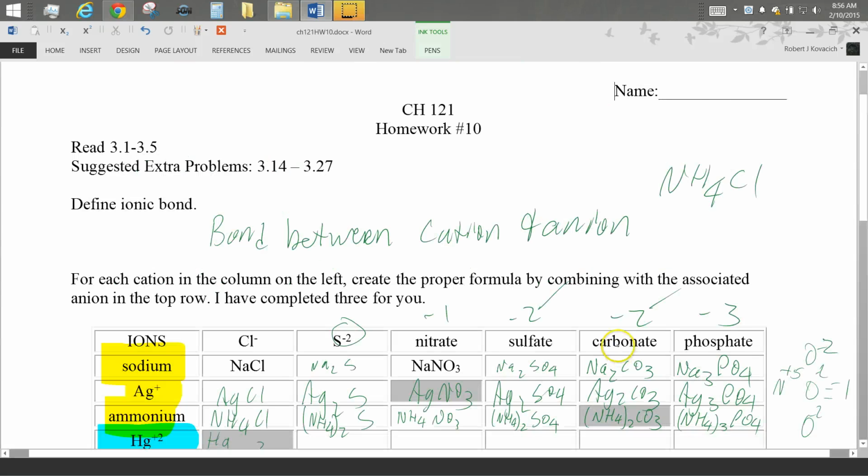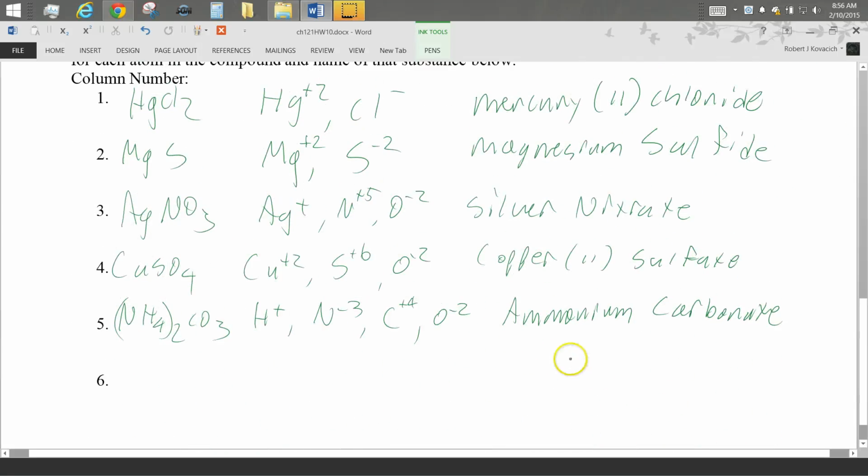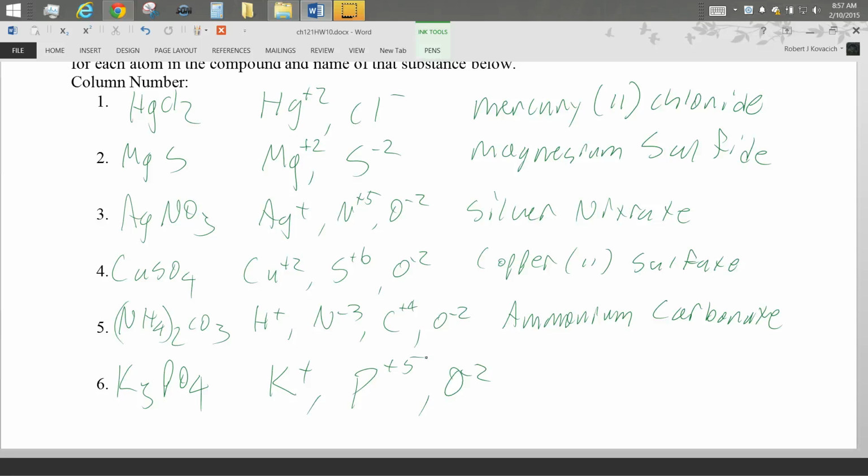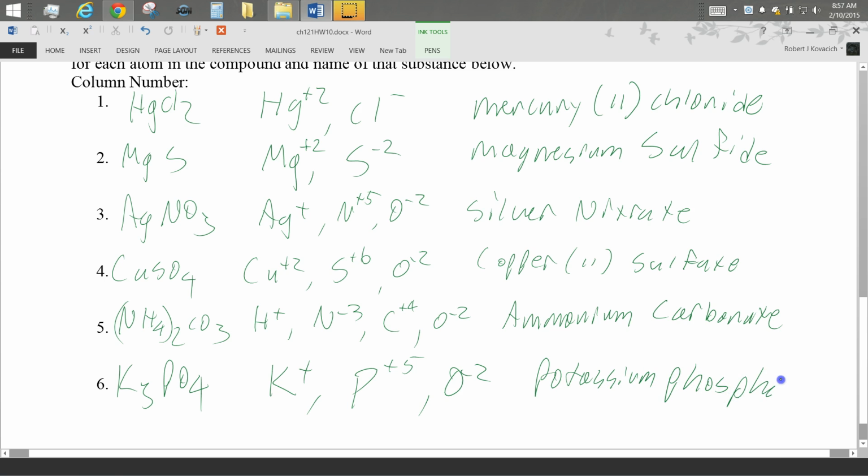And what was the last one? All right, K3PO4. All right, so the charge on the potassium is a +1. The charge on the oxygen is a -2. And so then the phosphorus must have what charge? +5? Yep. 3 and 5 is 8, and 4 and 2, 8. Yep, totally. And the name for this one? Potassium phosphate. Okay.